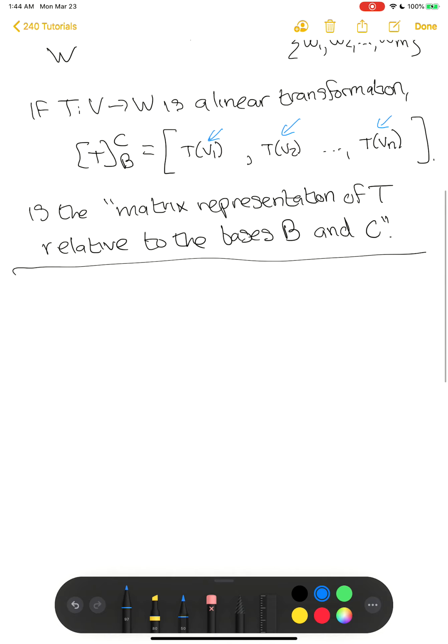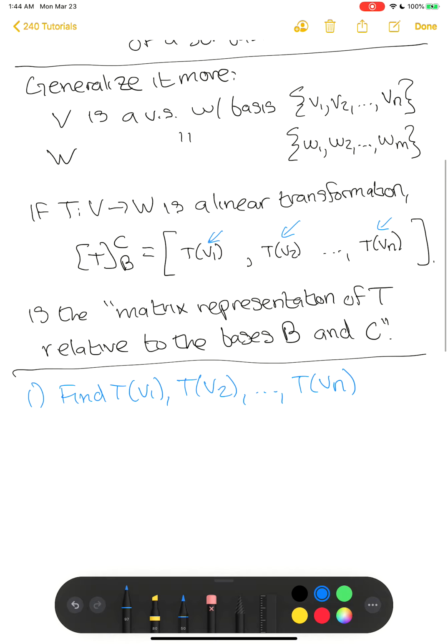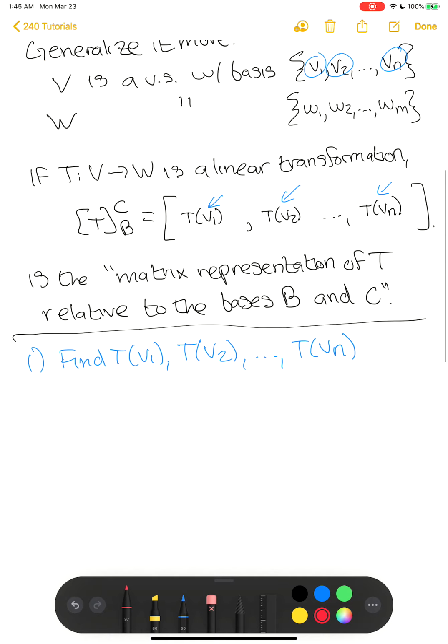So my first step is to find T of V1, T of V2, T of Vn, right? I'm going to go through and all I'm going to do first is send through all of these basis vectors here. Okay, great. Then I'm going to draw these back in here.